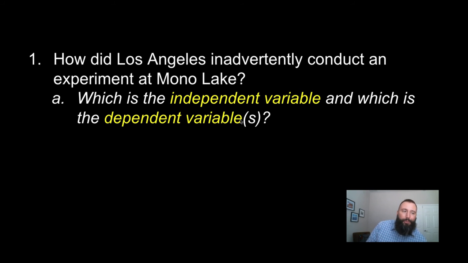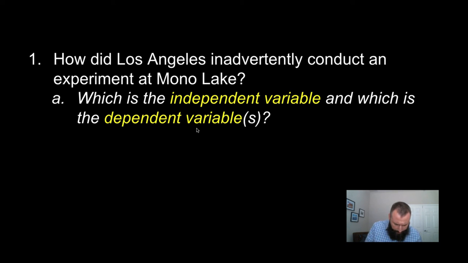So the independent variable is the variable that is manipulated by the researcher, it's changed by the researcher, the scientist. And so what was it that was changed in Mono Lake? The independent variable would be the diversion of the water. And then which is the dependent variable? The dependent variable is dependent on the change that happened, if that makes sense, right? It's the effect. It's after the fact, right? It's, hey, what happened after the water was diverted? And so the dependent variable in this case would be, you could say, the health of the ecosystem.